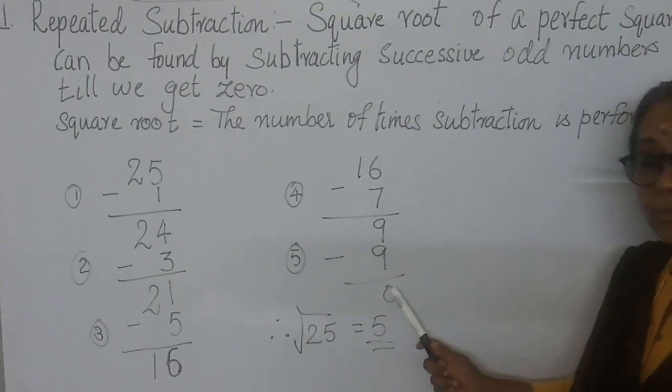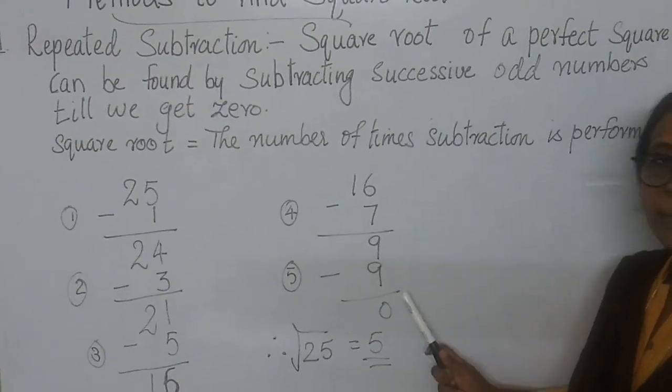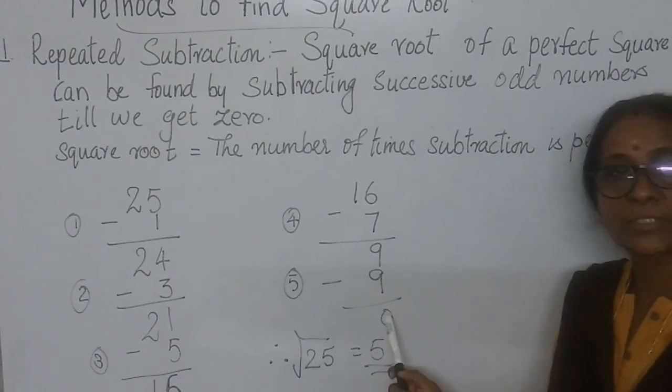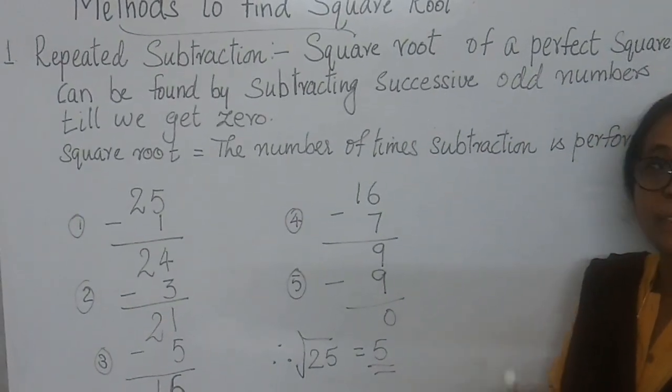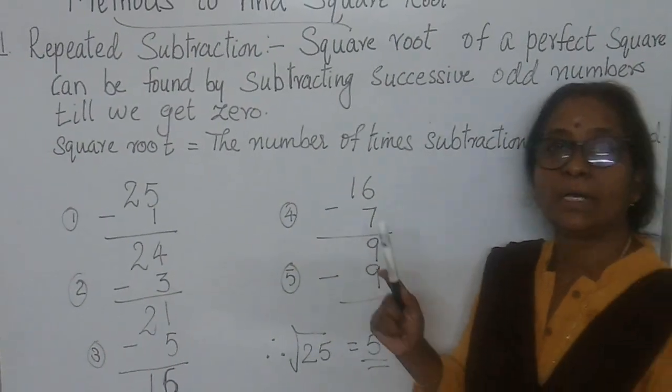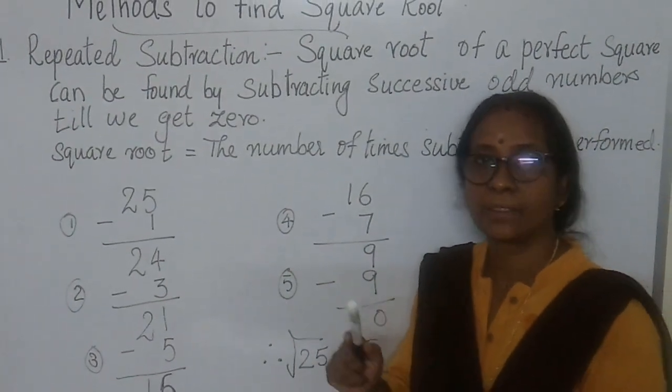Whenever you get the remainder 0, that means the number taken is a perfect square. If you don't get 0 in the remainder, that means it is not a perfect square. It does not have a natural number as its square root.